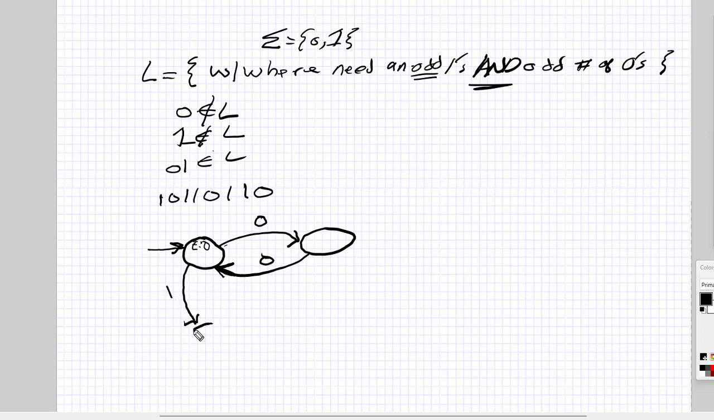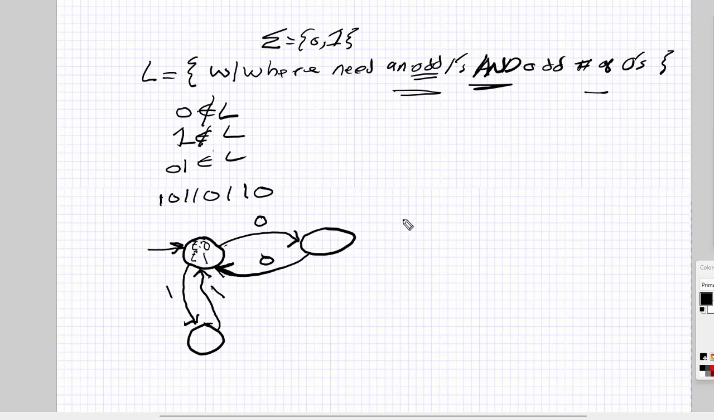Let's say that I read 1, because I need the parity. There's 1 here. I go to this state. Again, I have 1 by itself. It's not sufficient. I don't have the 0 with it, so I go back. If I read another 1, I go back here. So now I have even zeros and also even ones. That's not accepted because I'm looking for an odd number of ones and an odd number of zeros.